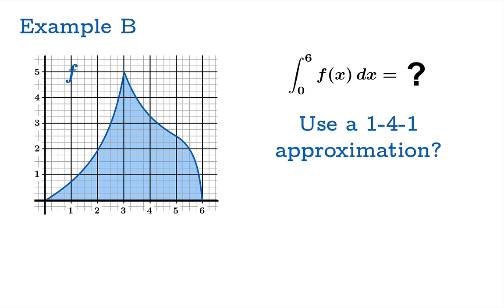Well, you might consider using a 1-4-1 approximation, but a moment's thought should reveal that this is a dreadful idea, because the quadratic that fits these three representative points clearly does not represent the graph very well at all over the interval, and the signed area under that quadratic is not going to really match up well with the actual area under the curve. So this isn't any good.